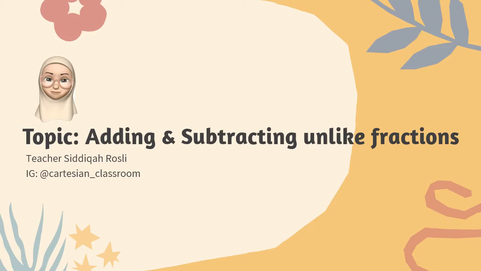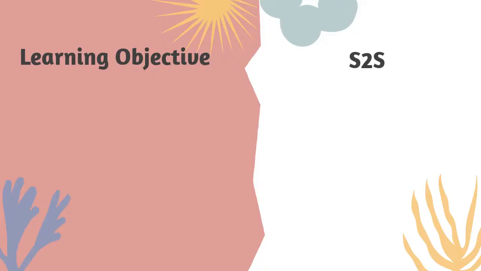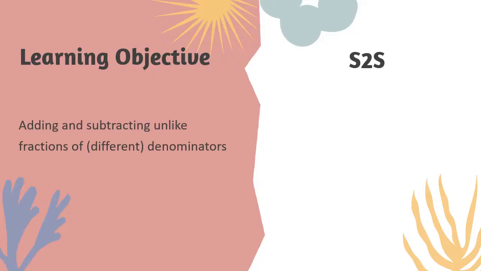So let's start. Our learning objective for today is adding and subtracting unlike fractions of different denominators. Unlike fractions mean they have different denominators. Our steps for today: the first one is we need to check the denominators. We need to see if the denominators are the same or different.